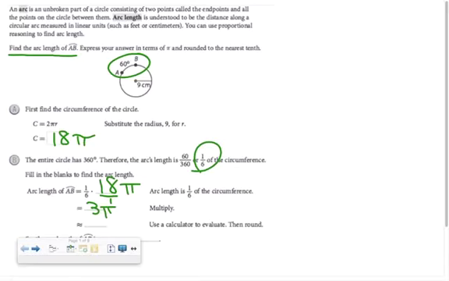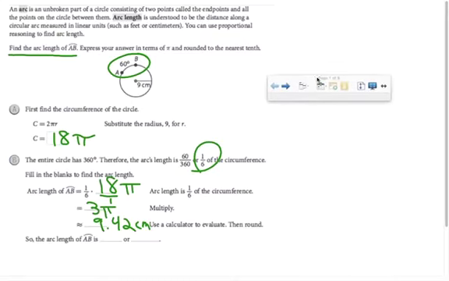And they want us to go ahead and evaluate that, so we get our handy-dandy scientific calculator out, and we multiply 3 times pi, and we get 9.42 centimeters. So the arc length of AB is 3 pi, or 9.42.